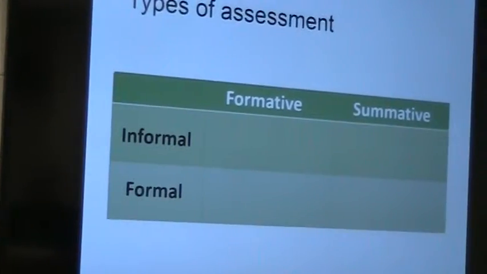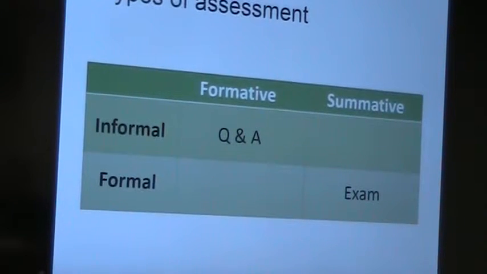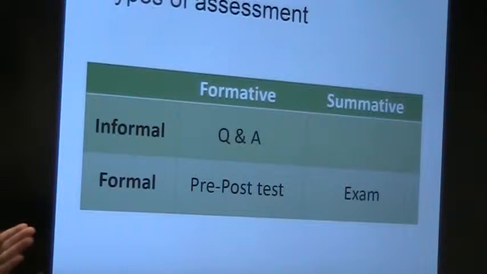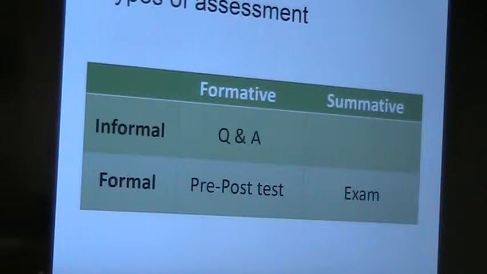So first, I mentioned that informal is Q&A. Do you have any questions during the class? Since this is during the class, during the semester, it is formative. So informal formative assessment is a Q&A session. And the final exam is summative. And the exam is formal because I already announced that we are going to take the exam on a specific date. So this is the exam. And then what about formal and formative? It is pre and post test. Pre and post test is formative because it shows students' progress on their learning outcomes, so we compare pre and post test results. So it is formal and formative.